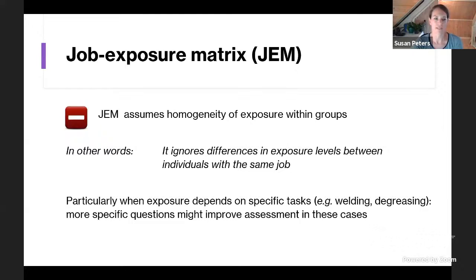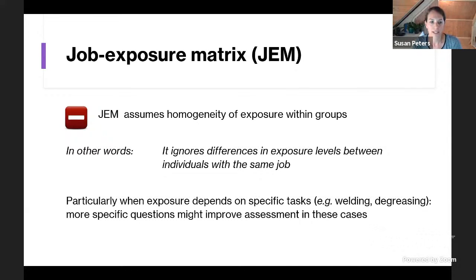But I really want to stress this important drawback of a job exposure matrix. We assume that within a job title, the exposures are the same. Well, of course, we do know that people act differently over time. People have slightly different tasks within a certain job title, and exposures will differ between workers within the same job title. So, we can't solve that with a JEM in this case, but it's good to be aware of this.